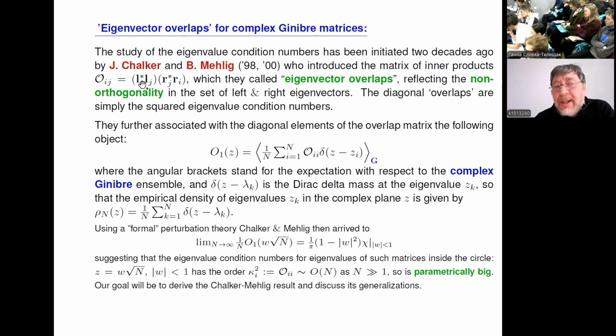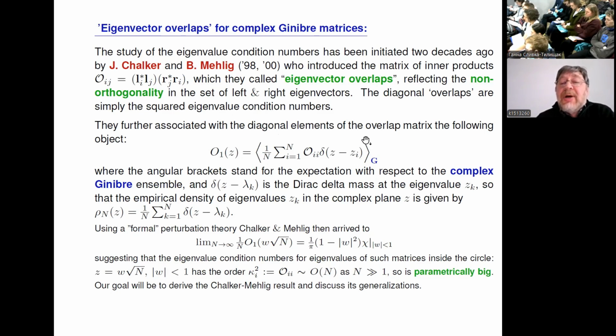In particular, diagonal entries of this matrix with i equal to j are exactly the squares of these eigenvalue condition numbers that we discussed, which control stability of eigenvalues of such matrices with respect to additive perturbations. In order to provide some non-trivial but simplest characteristics of these diagonal entries, or eigenvalue condition numbers, Chalker and Mehlig suggested to consider the following object.